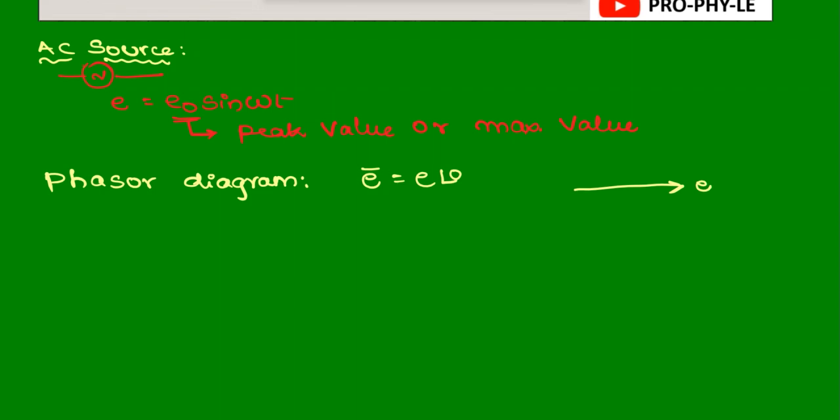So now if AC is connected to a pure resistive circuit, it will be like this. We'll have a resistor, and for this resistor, we connect an AC source.